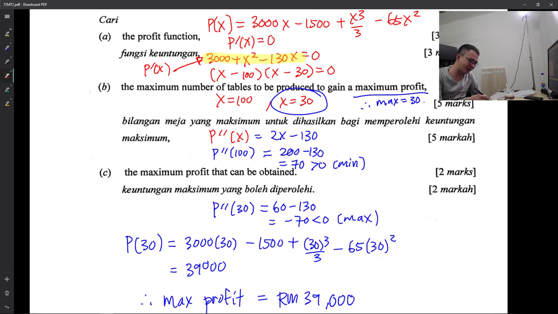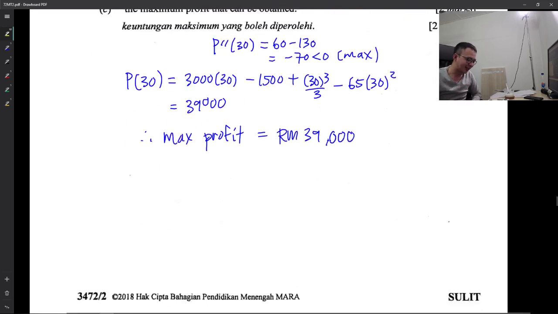So you see I do the y double prime of x. This is the second derivative. Second derivative is when you substitute the x value into it. If you get positive, it means minimum. If you get negative, it means maximum. If you do not know what is second derivative, you basically need to go touch up a bit.